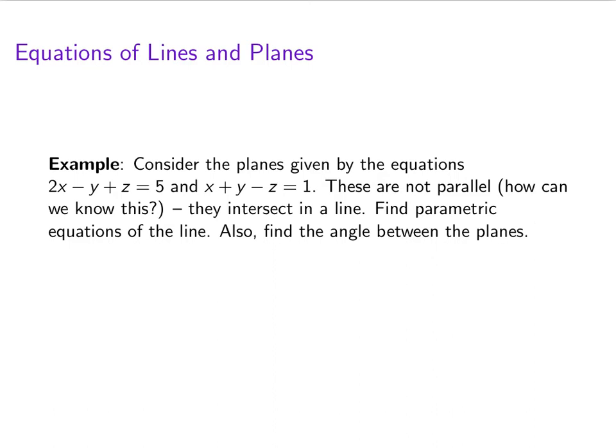Hello, calculus fans. Let's say we have two planes. They're given by these equations: 2x minus y plus z equals 5, and x plus y minus z equals 1. Now these planes are not parallel. And by the way, how can we know that they're not parallel?